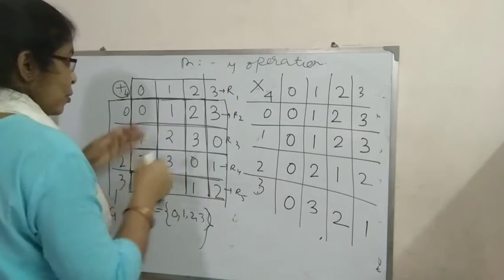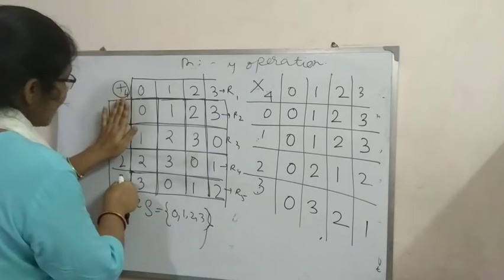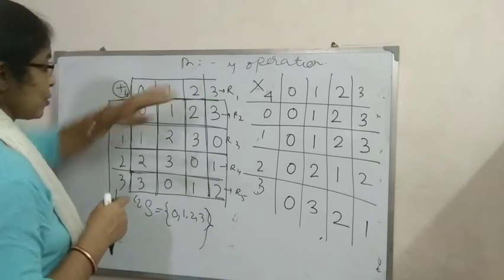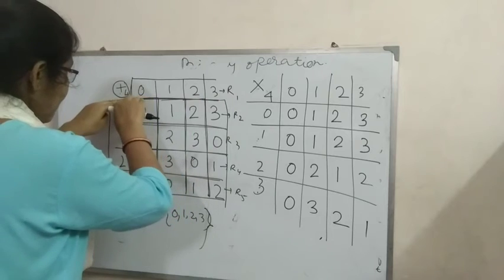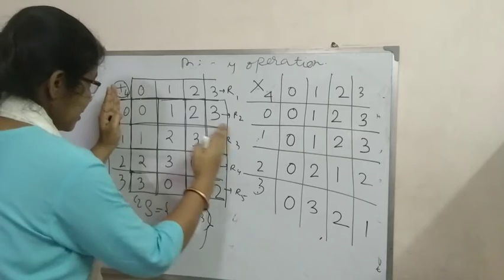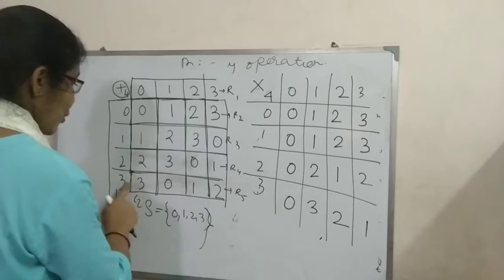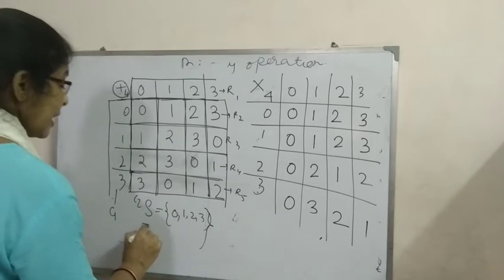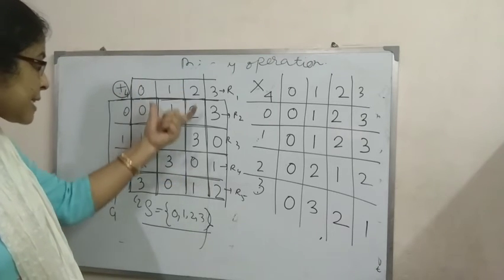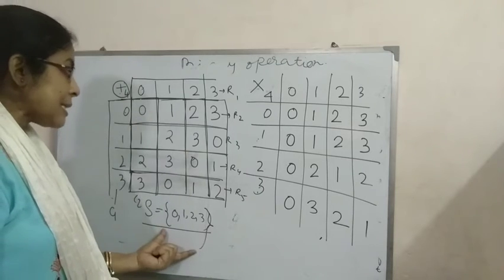When a row is created, then this column is removed. When a column is created, then this row is removed, and the column begins from this portion. Row begins from this portion. Okay. All elements of row 2, row 3, row 4 and row 5 are the elements of the set. Each entry of the composition table will be an element of the set.